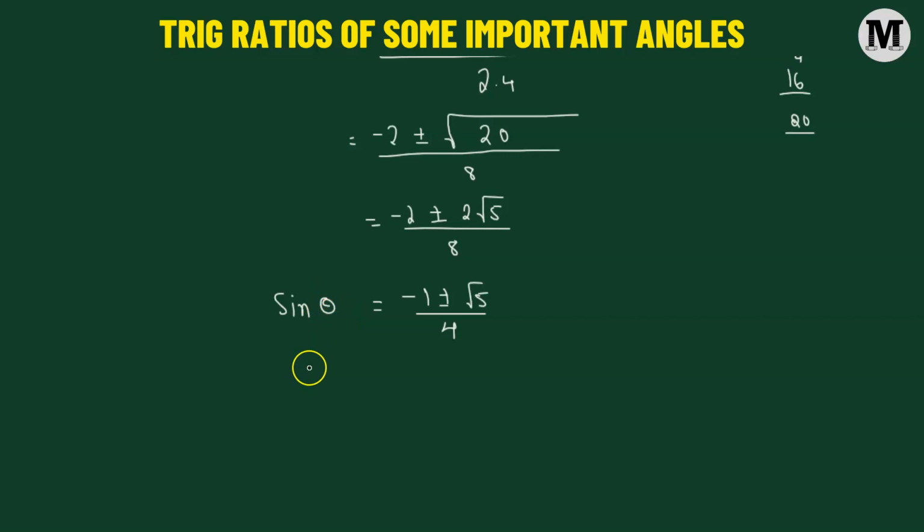Now theta is actually 18 degrees, so that means we have sine 18 degree. Now what is 18 degree? 18 degree is an angle that lies between 0 and pi over 2. That means it's in the first quadrant. And we know that in the first quadrant, the sine value is always positive.